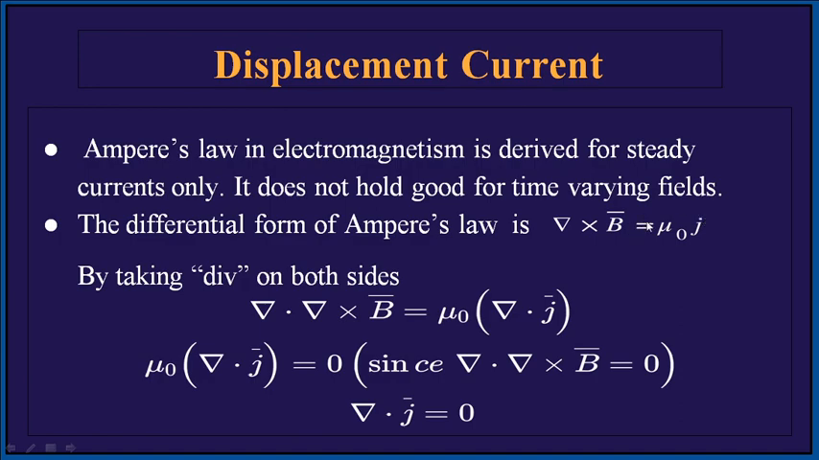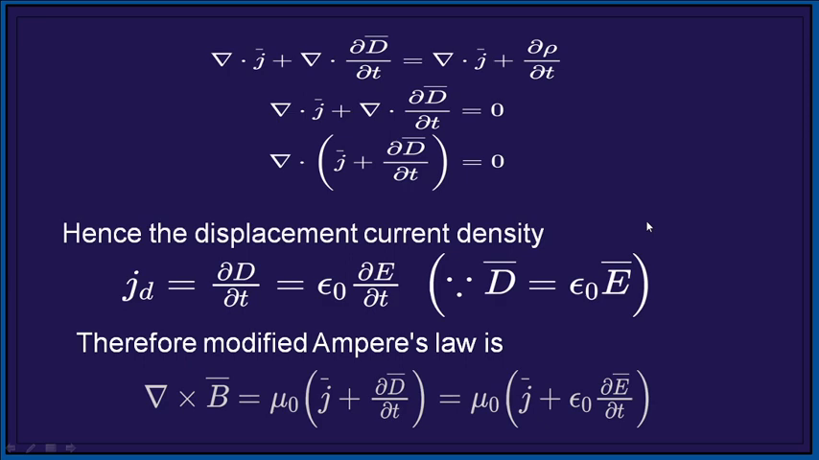So this equation can now be written as: del cross B equal to mu naught J is the old equation before modification by Maxwell, but after modification it is mu naught into J plus JD, meaning dou D by dou t. But dou D by dou t, we know, is epsilon naught into dou E by dou t, which we have written here. Okay, so this is actually the modified Ampere's law: del cross B bar equal to mu naught into J plus epsilon naught dou E by dou t. So this is about the displacement current.